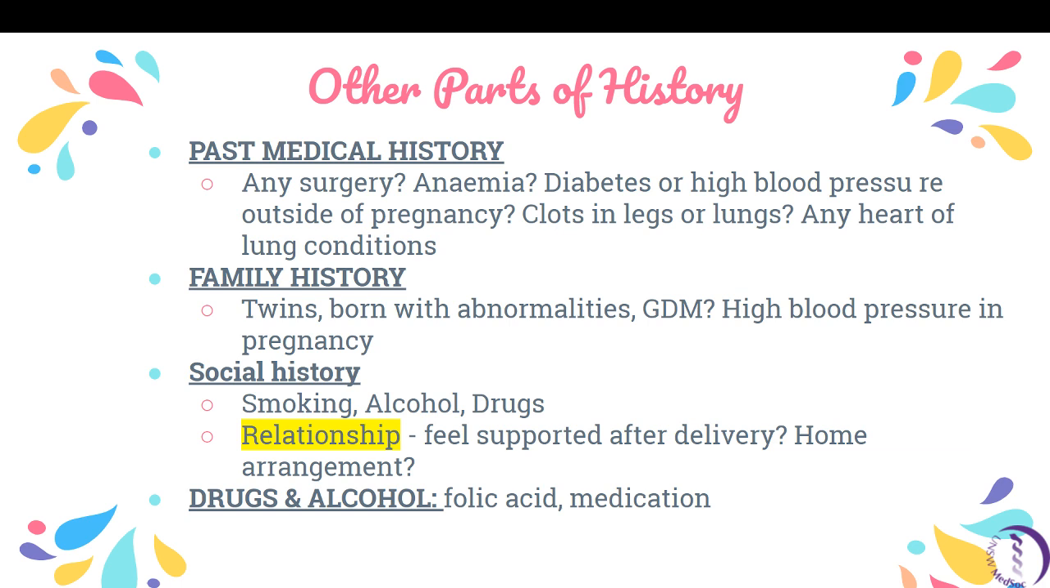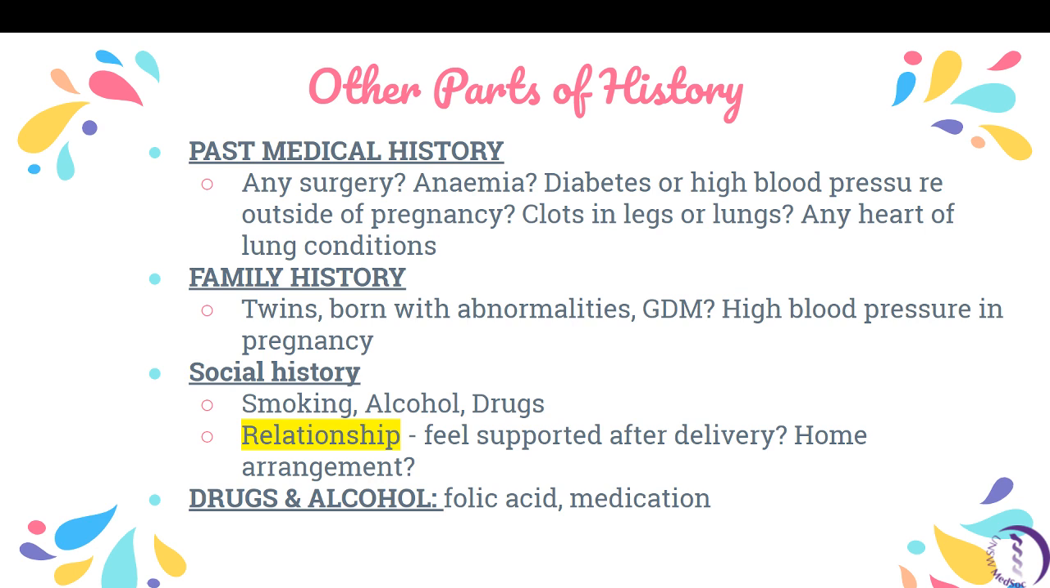So for your past medical history, you just want to know if she's had any surgery, anemia, diabetes, or high blood pressure, because gestational diabetes and preeclampsia are quite prevalent, and you want to make sure that if they do have these conditions, you can track them as needed throughout their pregnancy. If they've ever had any clots in the legs or lungs, or any heart or lung conditions.